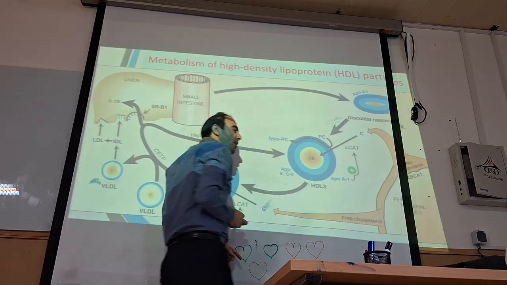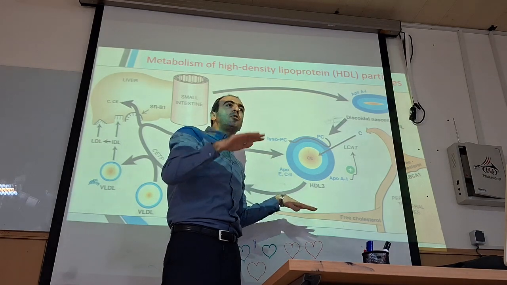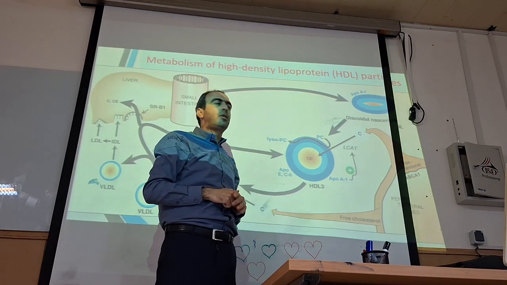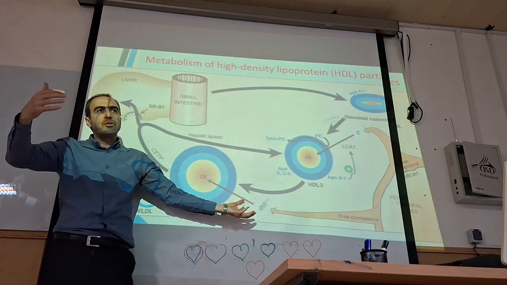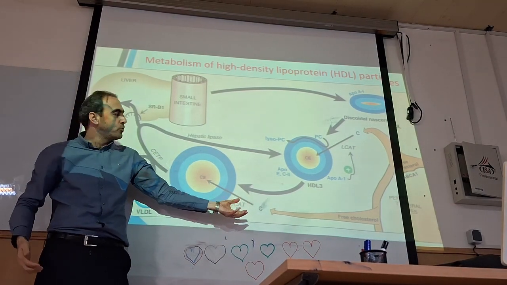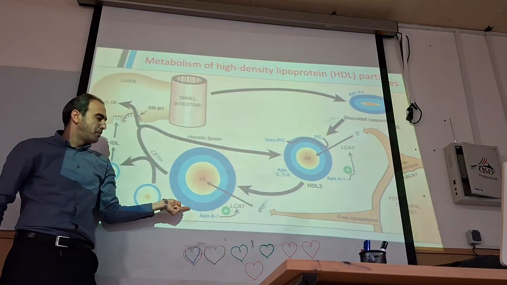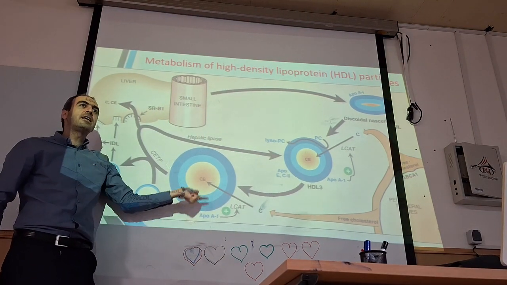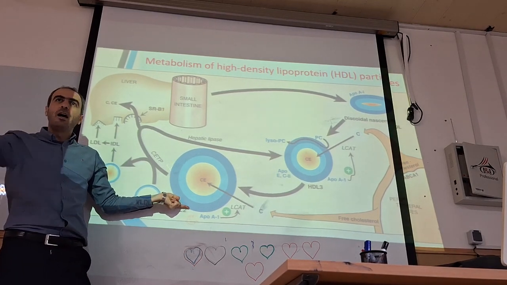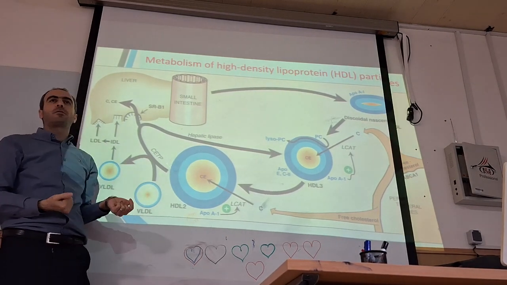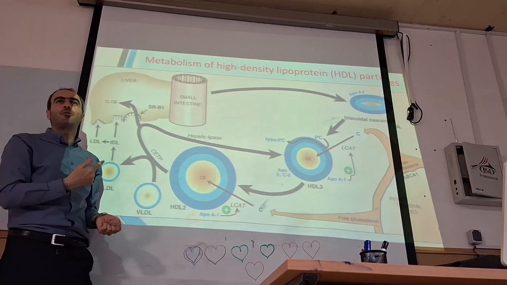First of all, we have HDL3. HDL3 has the lowest amount of cholesterol. Then, if it receives a lot of cholesterol again from extrahepatic tissue by LCAT, it's converted to HDL2. Okay? Then again it can receive more cholesterol and convert to HDL1. There are different kinds of HDL, and it's so important.